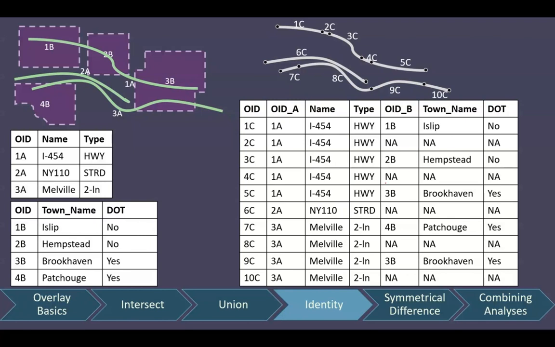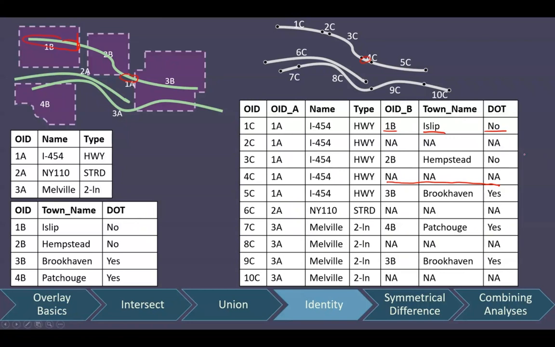But what we do have, again, just to stress this point, there are going to be sections of the road, for example, for C, which is this piece right here, which corresponds to this piece right here, that aren't inside of a town. So they don't have a town, and we don't know if they have a DOT or not, right? NA is different from no in this case. But for the ones that did overlap, like 1C, for example, which is this piece right here, it overlapped Islip Township, and Islip Township doesn't have a DOT. So 1B, Islip, no DOT.